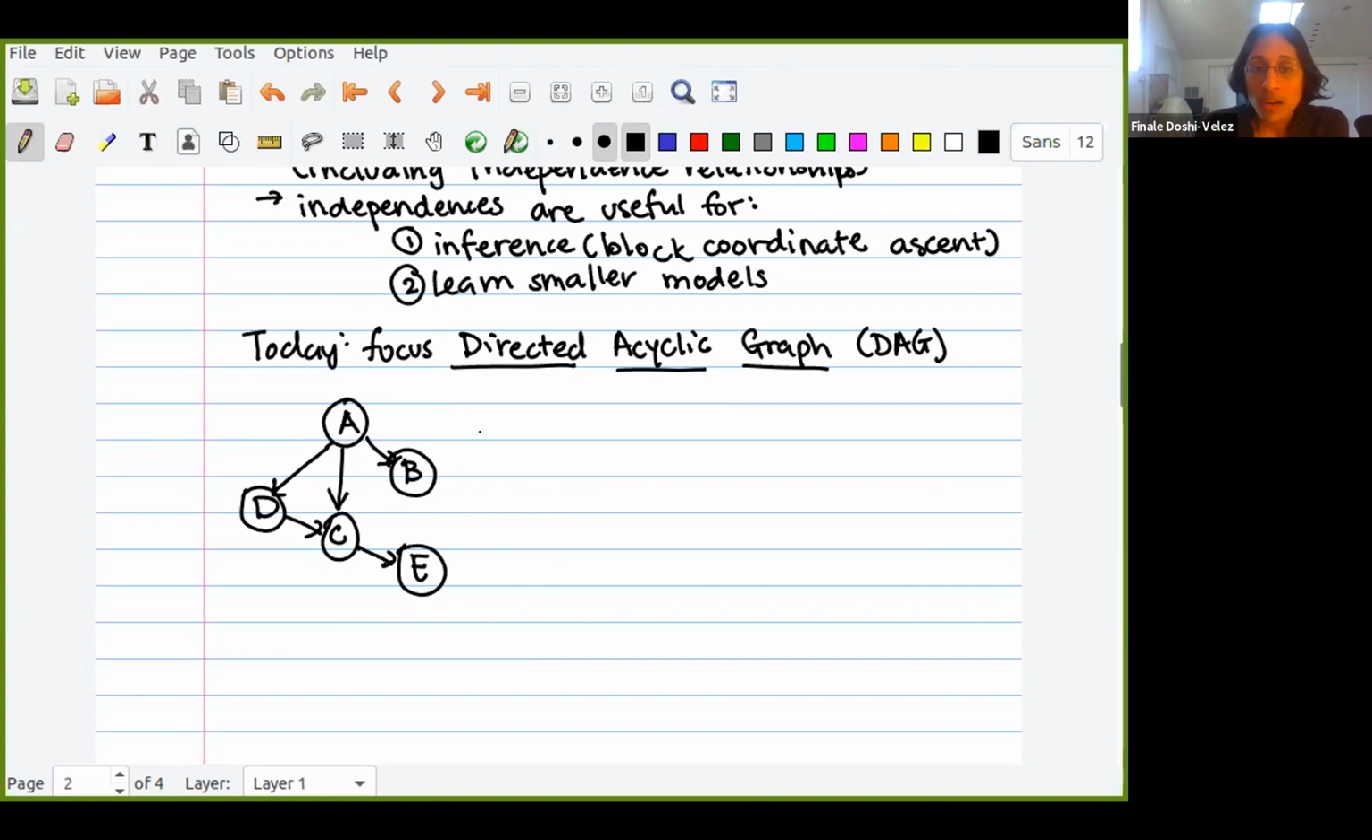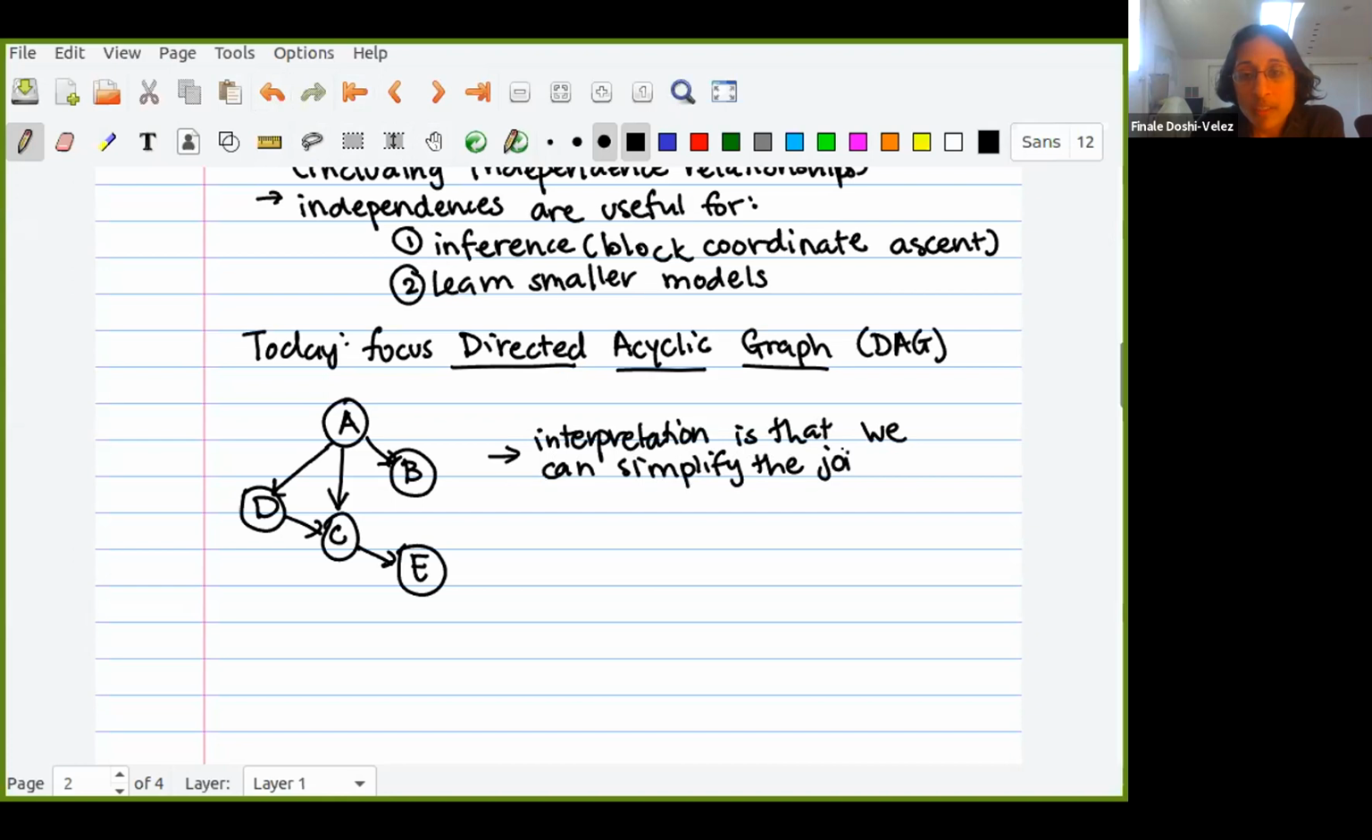And for this sort of graph, the interpretation is that we can simplify the joint probability in a specific way.